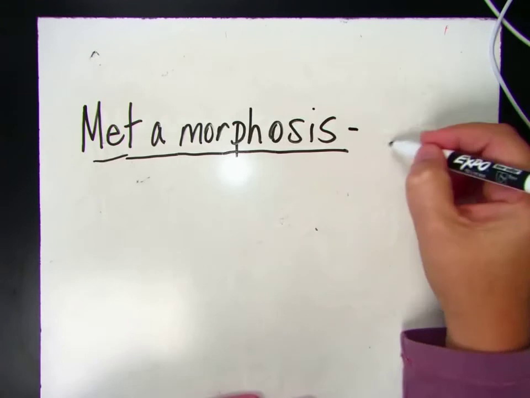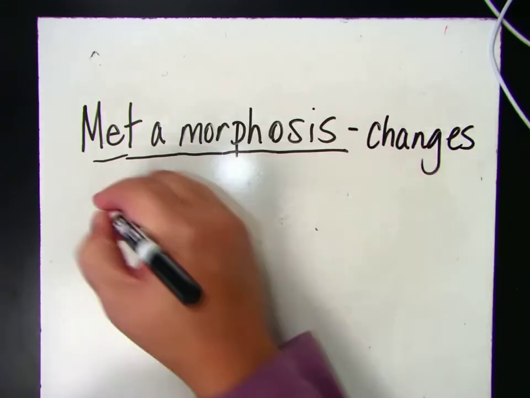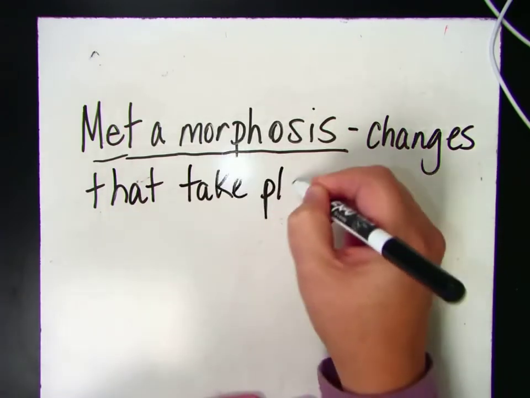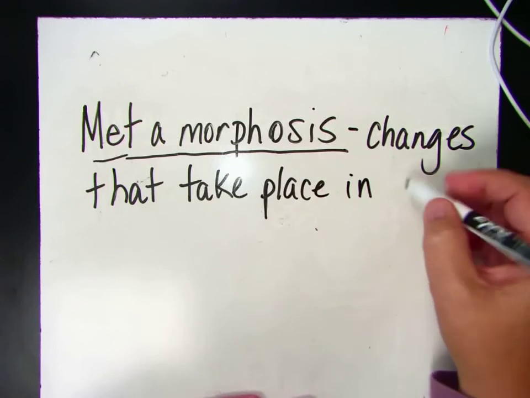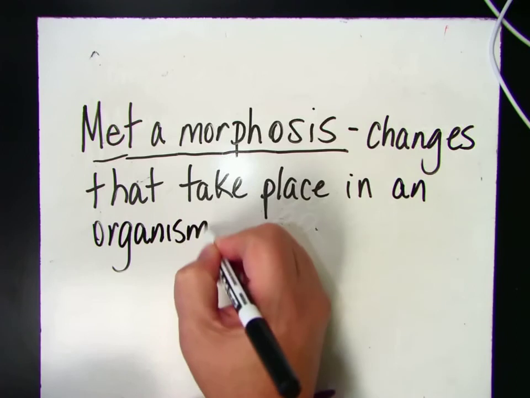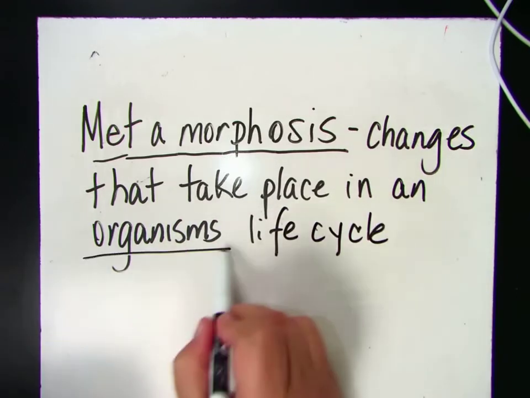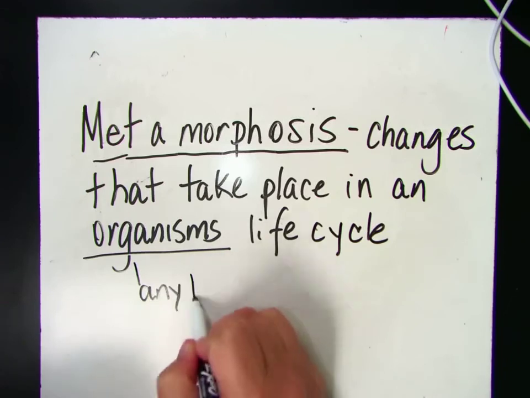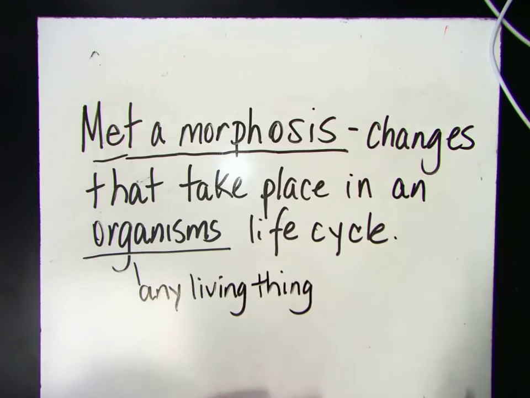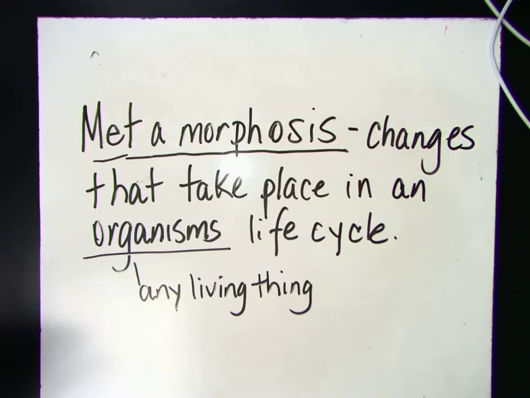And metamorphosis is just changes that take place in an animal's life cycle. Actually, I'm going to call it in an organism's life cycle. And an organism is any living thing. Okay? So a living thing that undergoes metamorphosis has a life cycle.